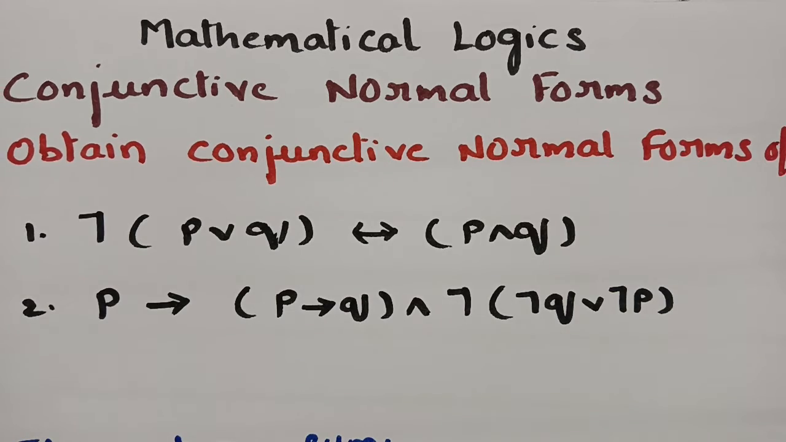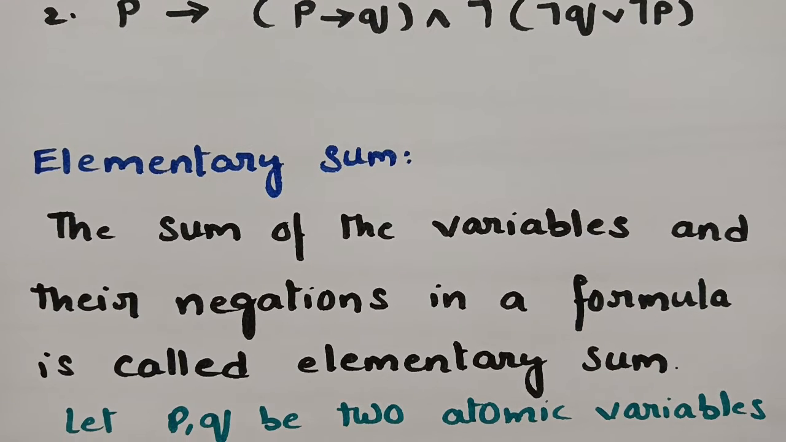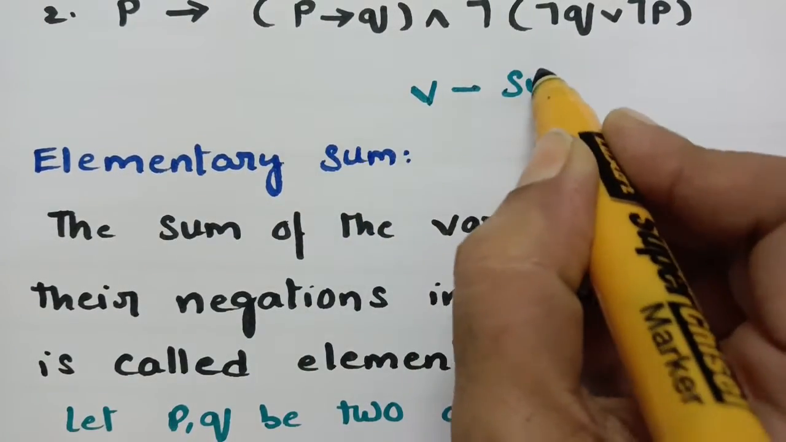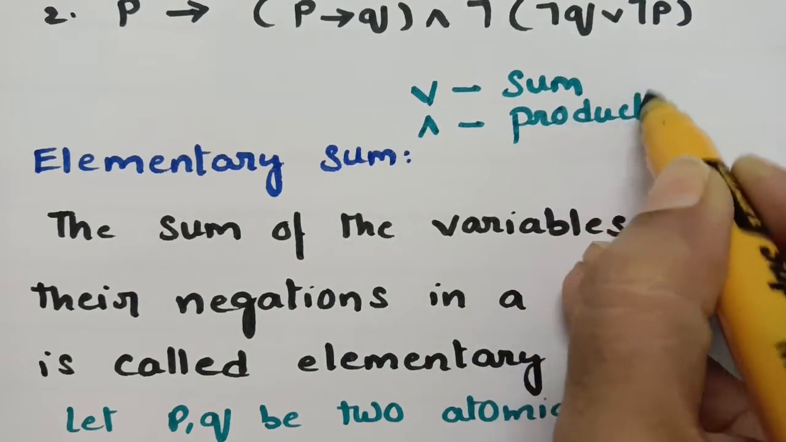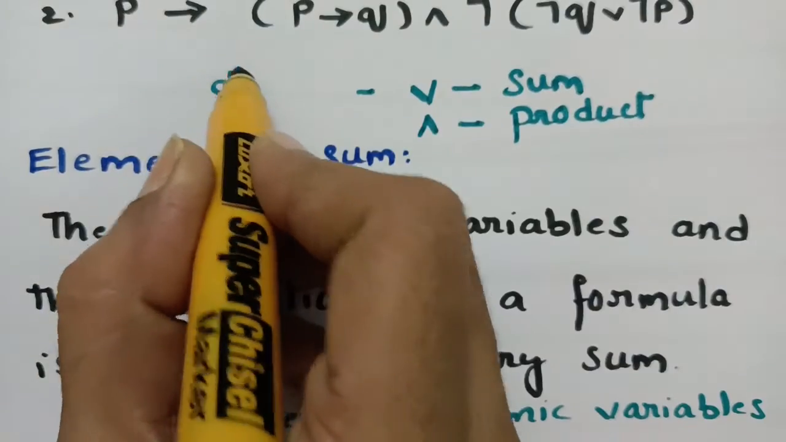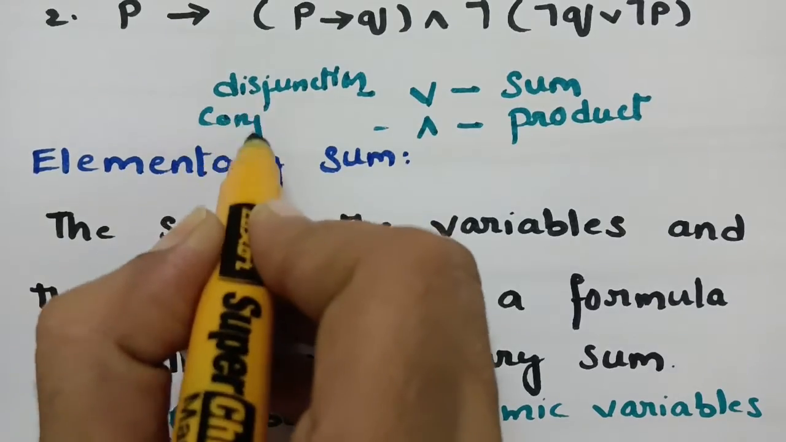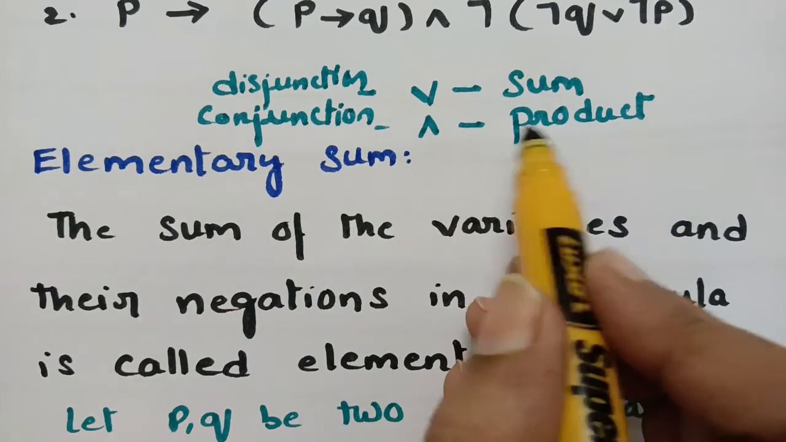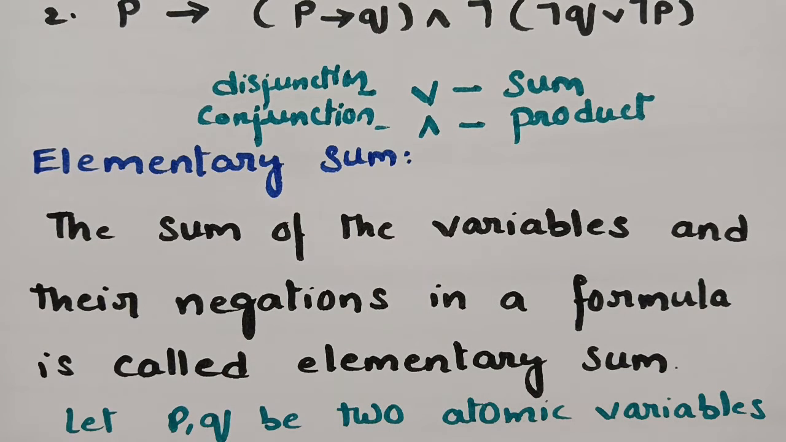See here, before going into this, you have to learn about elementary sum. What is this sum and what is this product? When you observe this symbol, it generally denotes a sum, and this symbol generally denotes a product. As you're very familiar with this, this is disjunction. This other symbol is nothing but conjunction. This is related to sum and this is related to product. First learn the terminology.